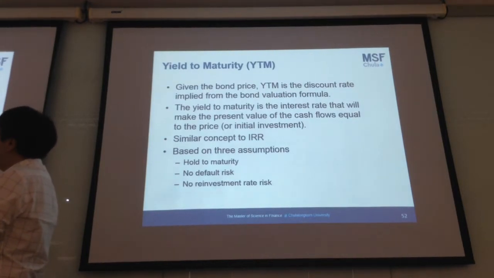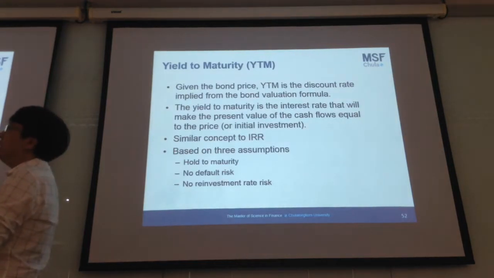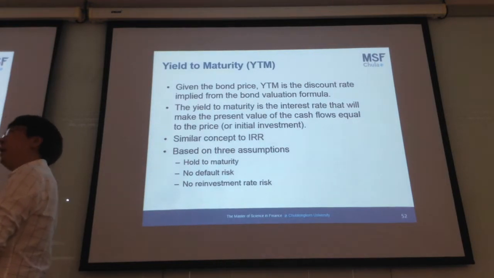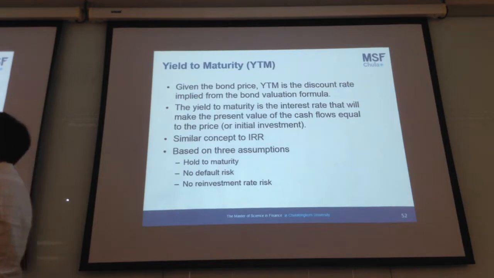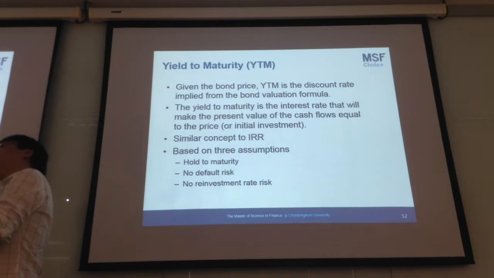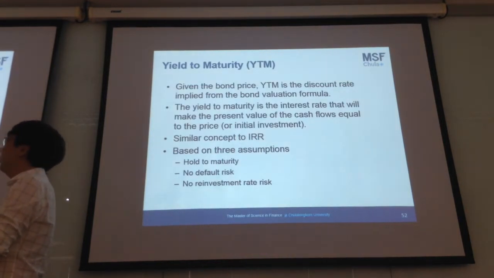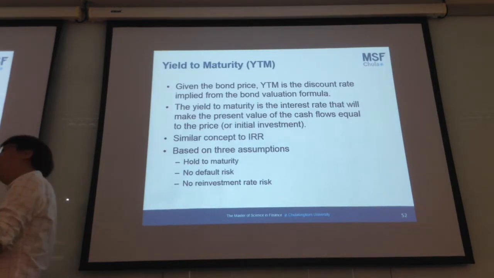Yield to maturity we use when we want to know the return from investing in a bond, fixed income. IRR is the return if we invest in a project. Suppose we buy land, build a factory, and then generate the cash inflow of the project. What is the return from this project? This is called IRR. However, in the bond, we use another term, yield to maturity, but it is exactly the same thing. It's just a discount rate that makes the cash inflow equal to the cash outflow. The investment equals the return.